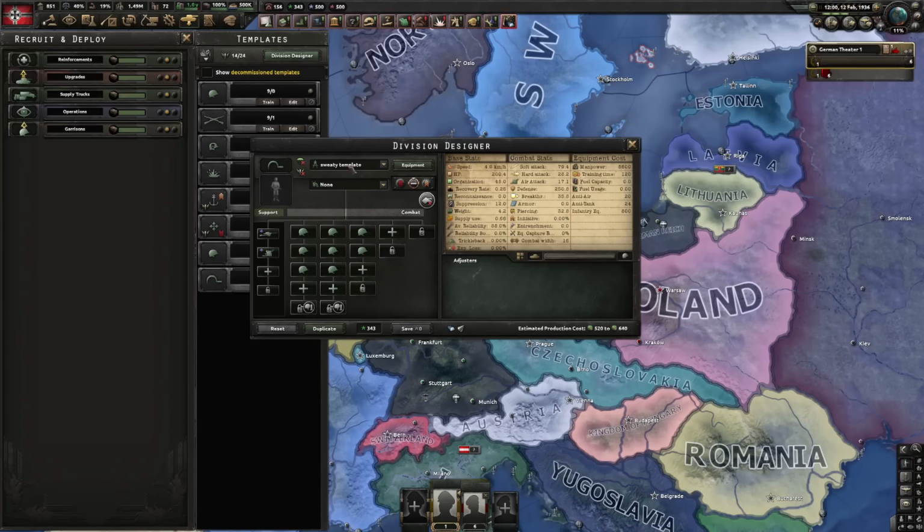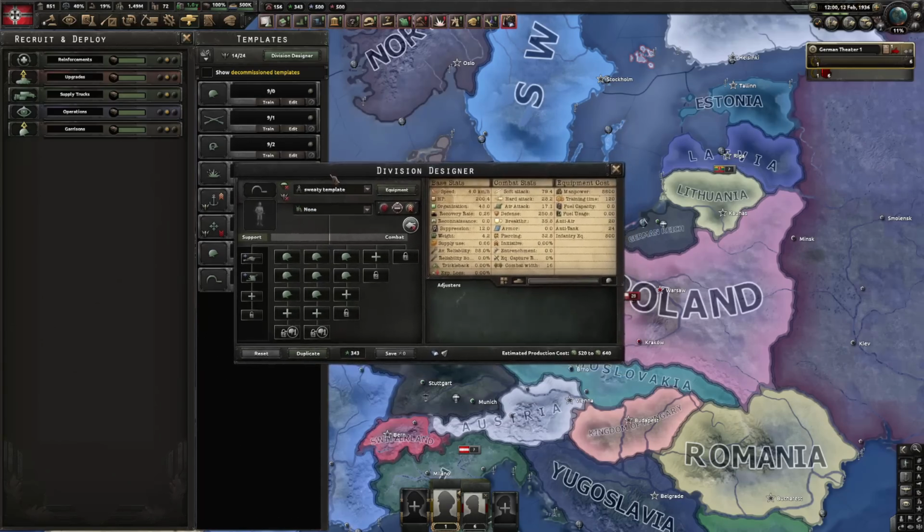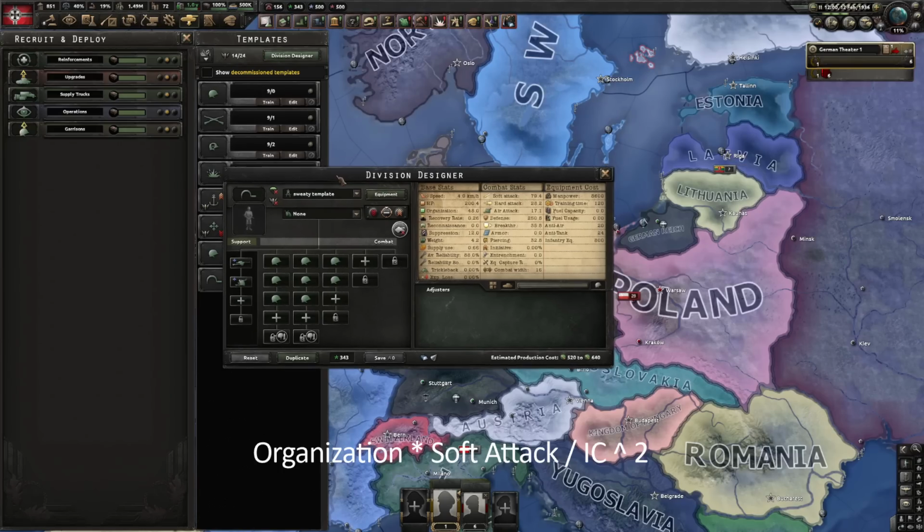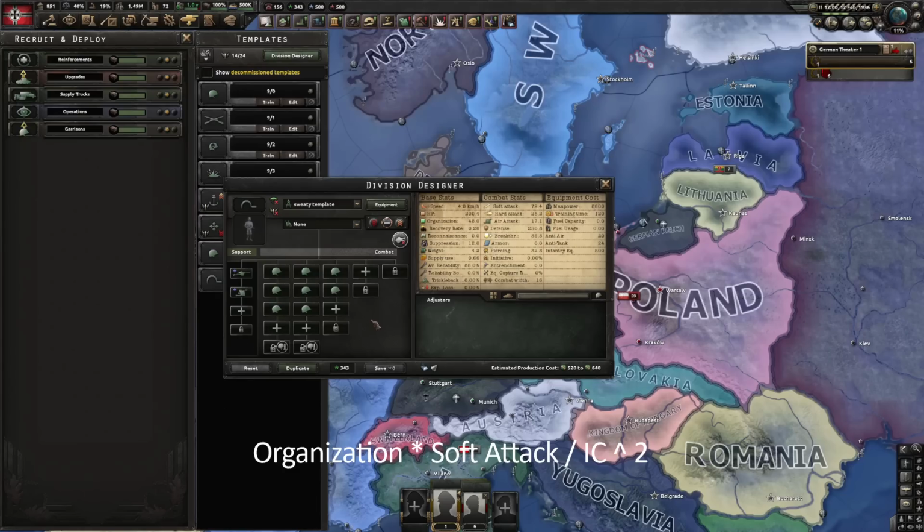Another thing is that there are some more complicated formulas where you, for example, take organization multiplied by soft attack divided by IC squared. I believe this is the best formula for divisions if you don't have enough to fill the combat with. But again, this is more specific, very advanced, and most of you don't really need to know it. But the point here is that with this formula, you will see that artillery performs even worse.